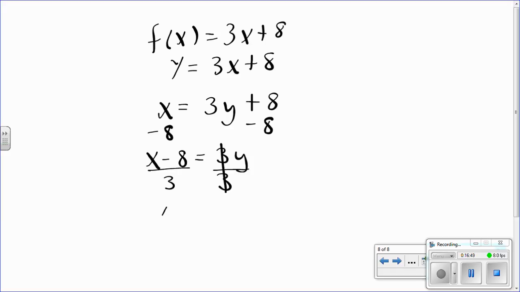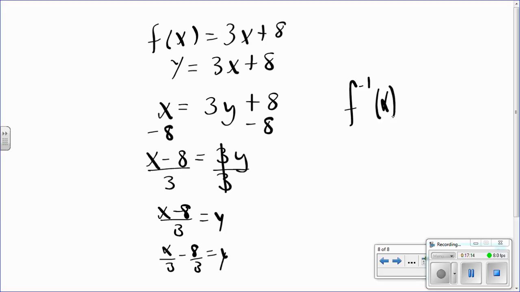Now, you can leave it like this if you want. If you have to turn around and use this, you're going to want x over 3 minus 8/3 more than likely just because it's easier to work with. But if you had to graph this line, you're going to want it to look like that. But that's not the last step. What's the last step? The inverse of f of x is x over 3 minus 8/3. That's your final answer.